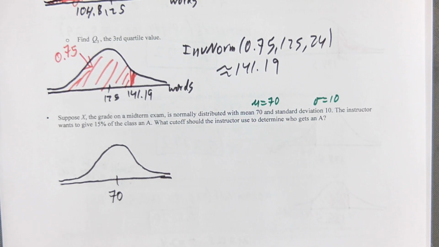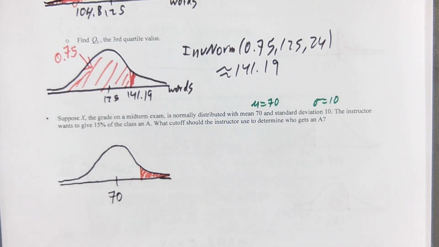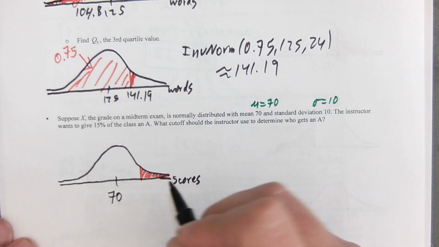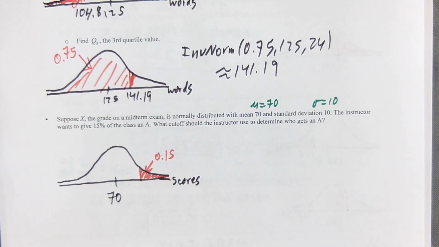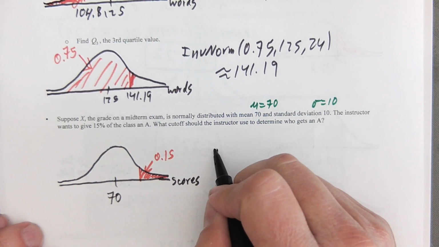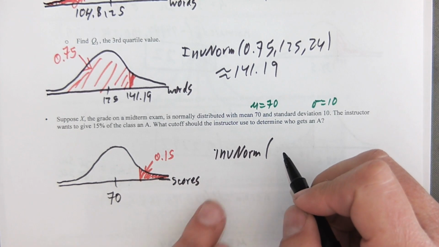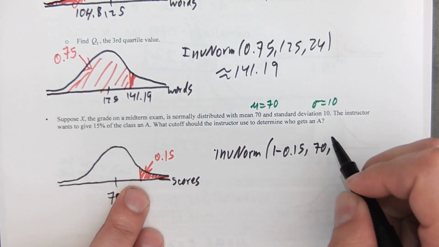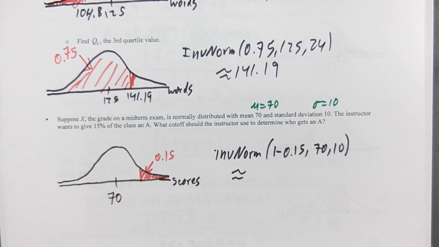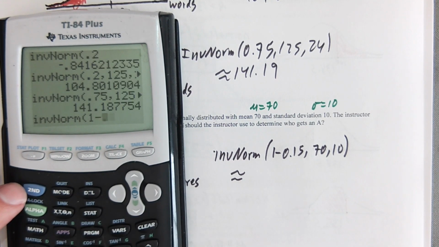So the top 15% is going to be over here somewhere. Once again, to be clear, these are scores. And in here is 0.15. Now remember, inverse norm only knows area to the left. So the area to the left isn't going to be 0.15, that's area to the right. So we're going to do the complement. And once again, we could just put that directly into the calculator like that, as I will demonstrate. One minus 0.15, mean is 70, standard deviation is 10.